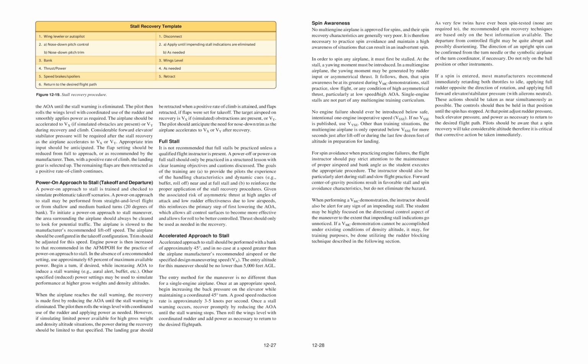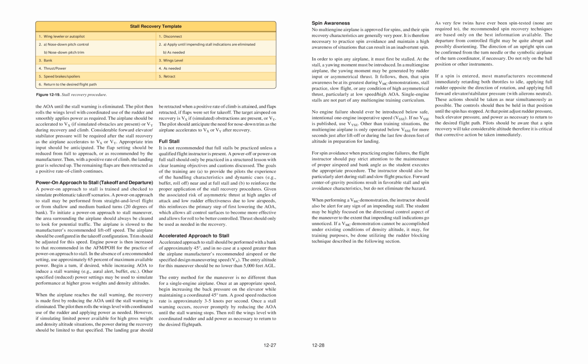When the airplane reaches the stall warning, the recovery is made first by reducing the AOA until the stall warning is eliminated. The pilot then rolls the wings level with coordinated use of the rudder and applying power as needed. However, if simulating limited power available for high gross weight and density altitude situations, the power during the recovery should be limited to that specified.